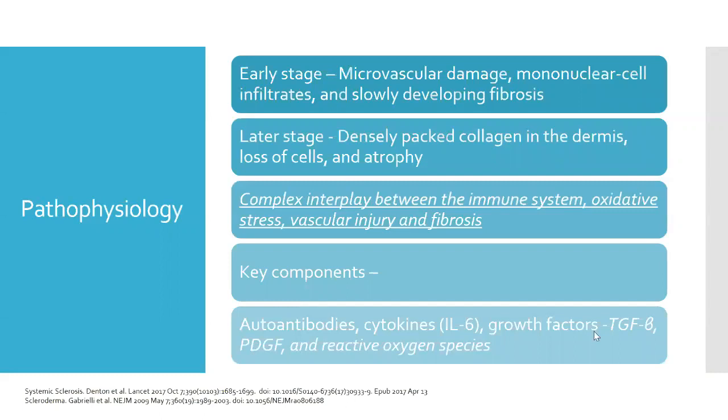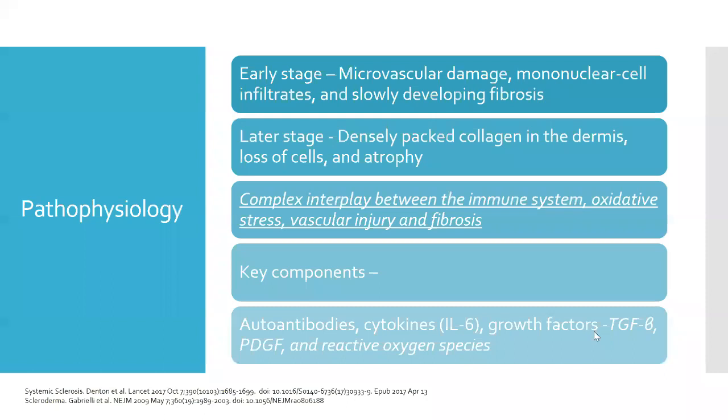When we talk about the pathophysiology of scleroderma, you have an early stage and a later stage. The early stage typically involves vascular injury preceding the later development of fibrosis. So you have microvascular damage, you have inflammatory infiltrate.